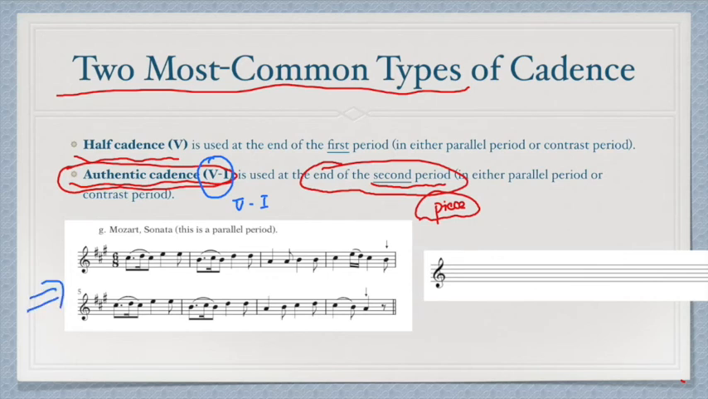So look at this example. This is period 1 and this is period 2. And this measure is the end of the whole piece, right? So let's just look at this measure. Here is an authentic cadence because this piece is in A major. First of all, in order to help you understand, let me write down all the notes in A major.